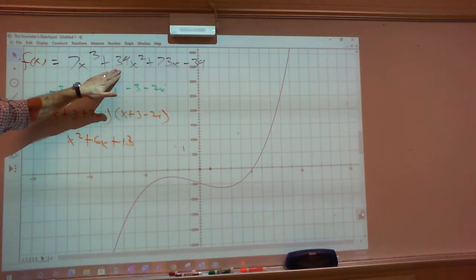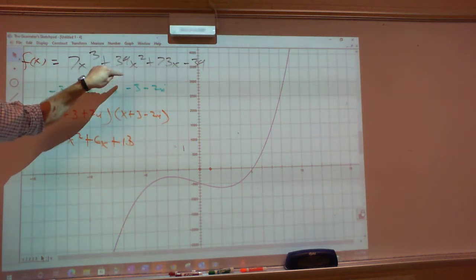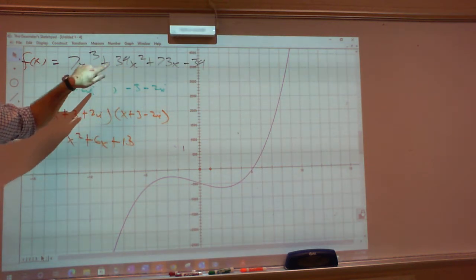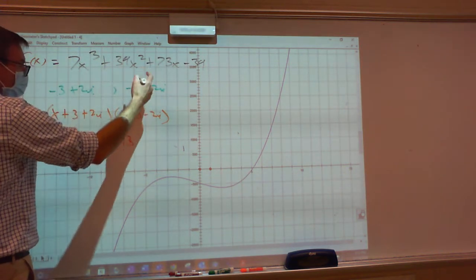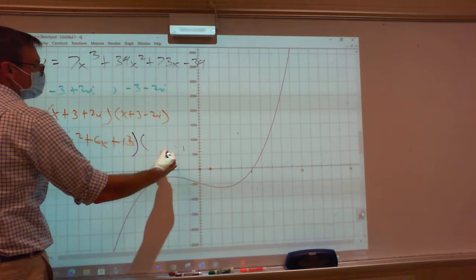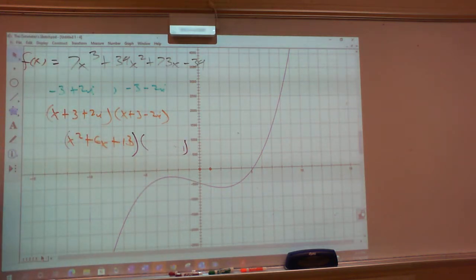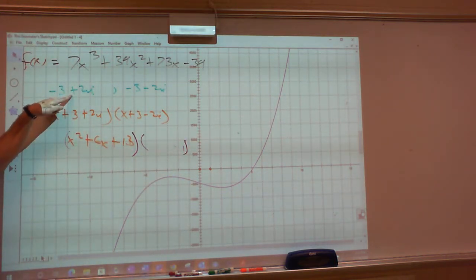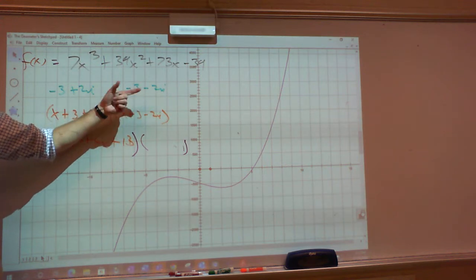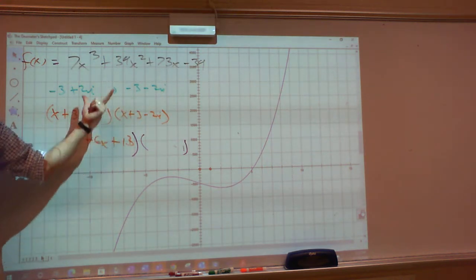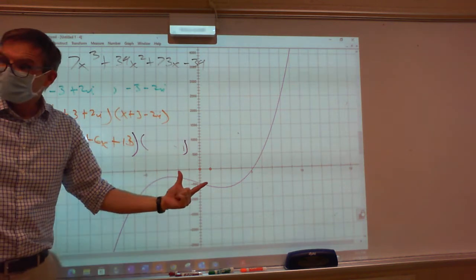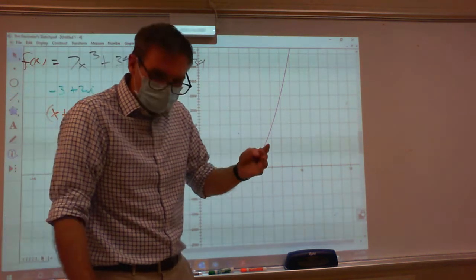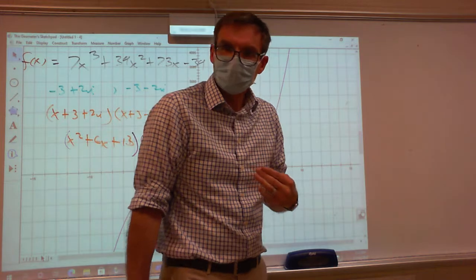So we need to somehow factor this. And here's what we know: this whole thing is going to factor as this thing times something else. Because if that's a zero, that's also a zero, which means these are factors. So this whole thing is going to be this thing times something. Great. Okay, so we're going to go back in time a little bit: divide.